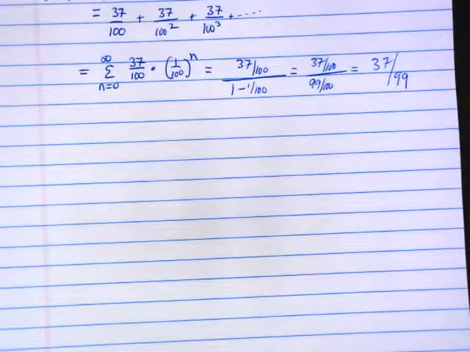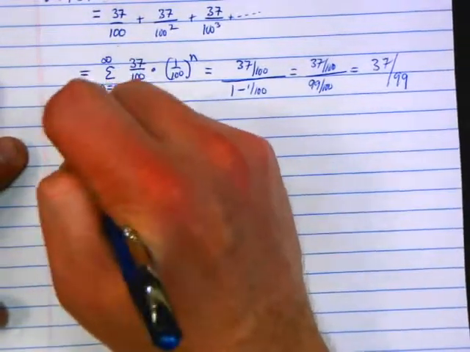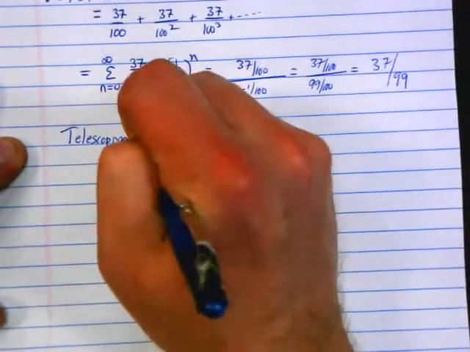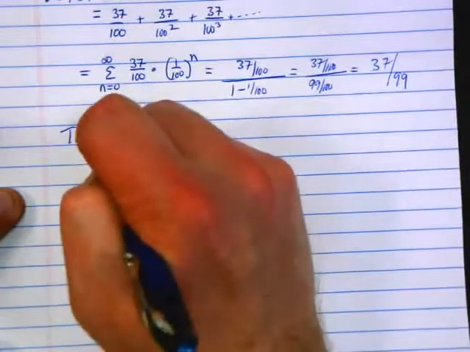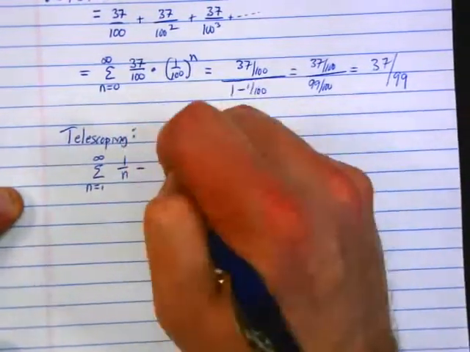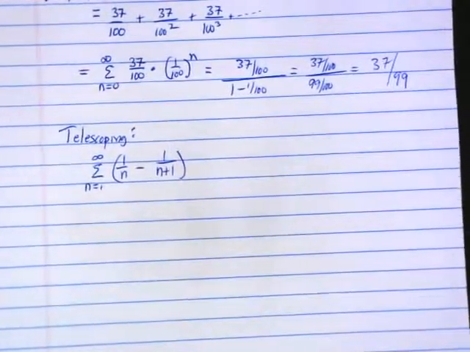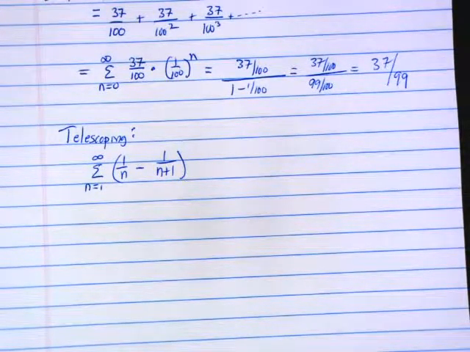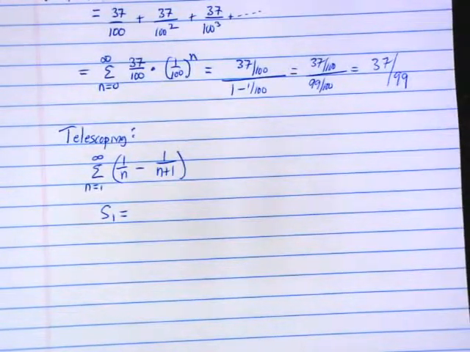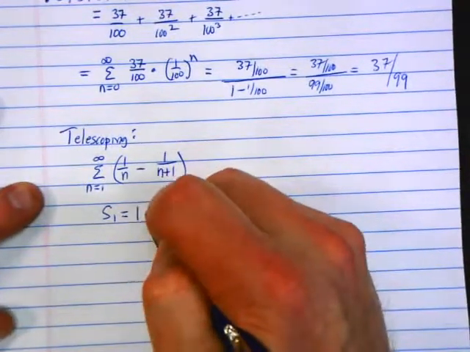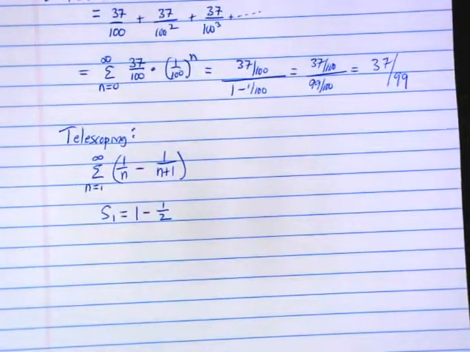All right, so those are geometric series. The other kind of interesting series that we have in this section are called telescoping. The sum from n equals 1 to infinity of 1 over n minus 1 over n plus 1. What's S sub 1? It's 1 minus 1/2, isn't it? I just plug 1 in. Put 1 in, I get 1 minus 1/2.